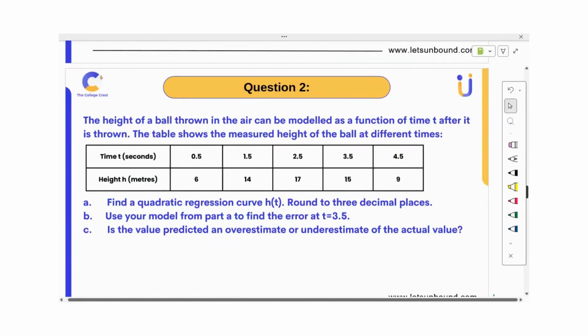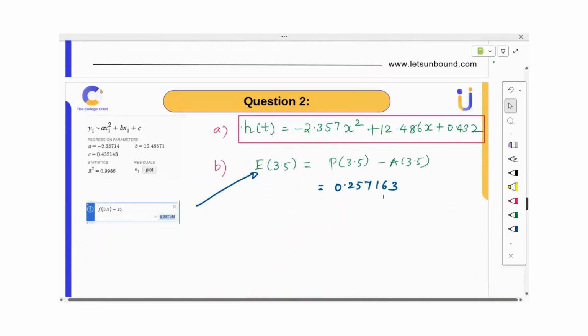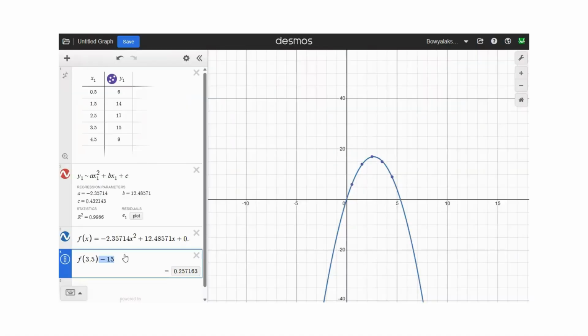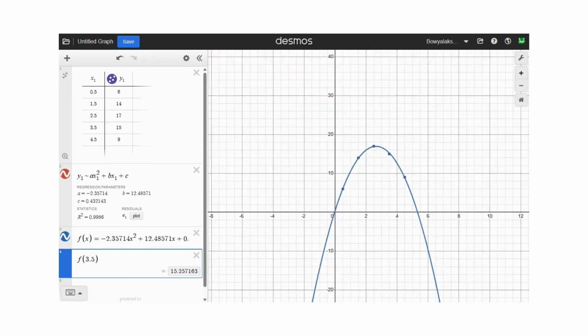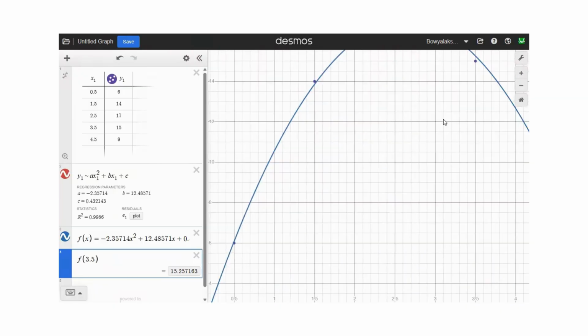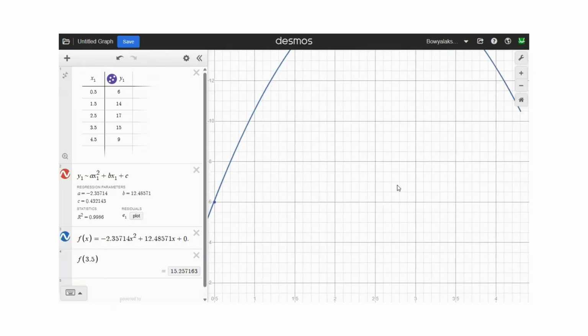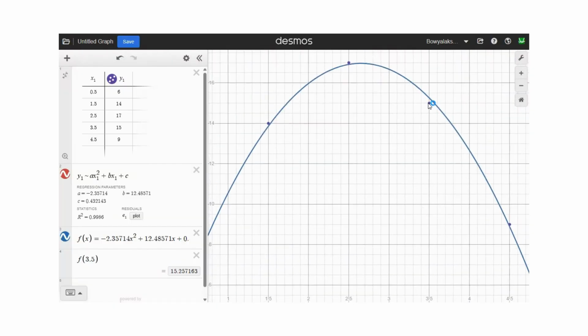And is the value predicted an overestimate or an underestimate of the actual value? So if your error is positive, it's an overestimate. Also you can check it in the graph, but here it's very closely given. So f of 3.5 is 15.25. Your prediction is greater. Here is 3.5. Your actual value is a little below, the graph prediction is above. So it's an overestimate.